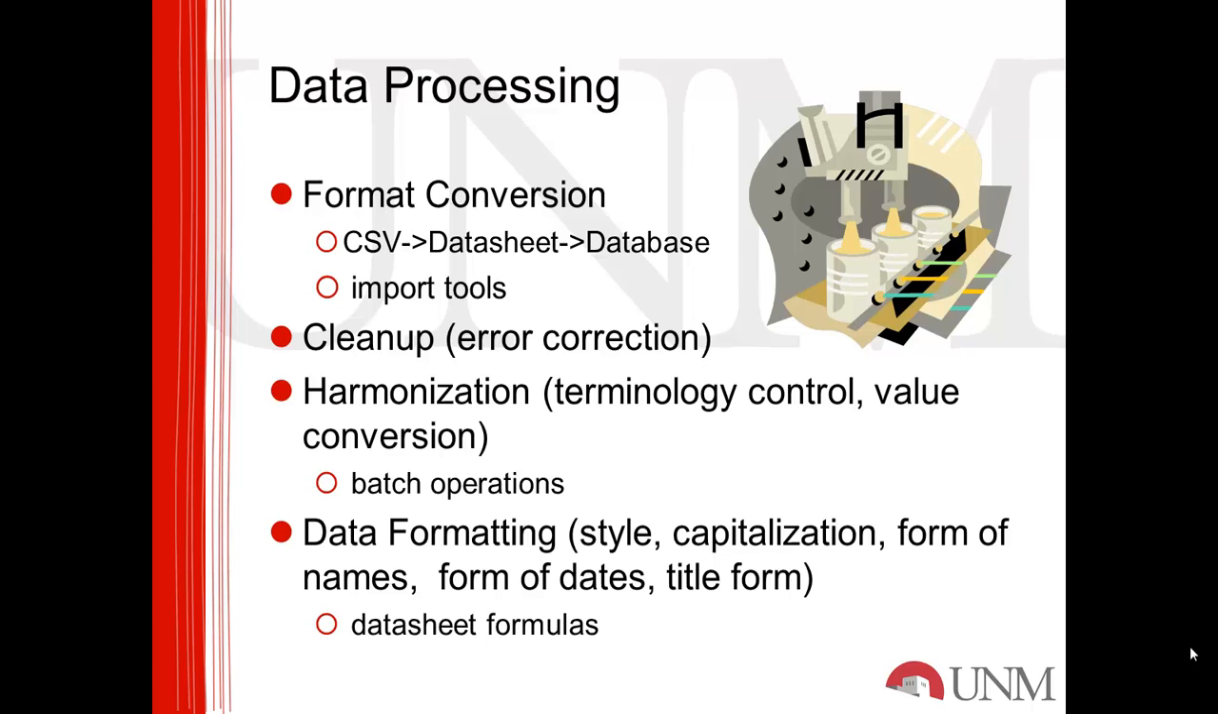So the first thing we'll probably have to do is convert the format of the data. If, for example, we receive a comma-separated variable file of raw data, we would then want to import that into a spreadsheet application so we can clean it up. And then we might want to move that into a database application where we can maintain the data and users can access it. And there are a variety of import tools that we would use along the way from each step to convert the data.